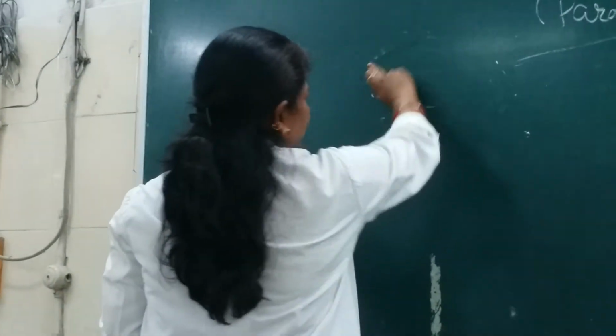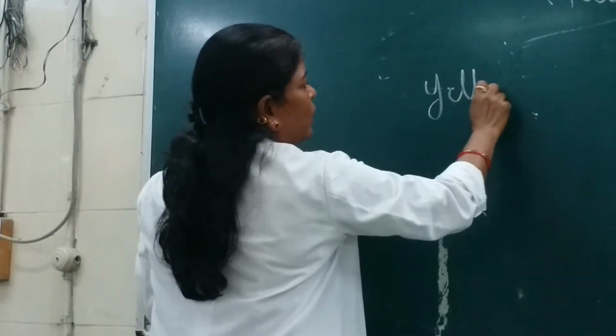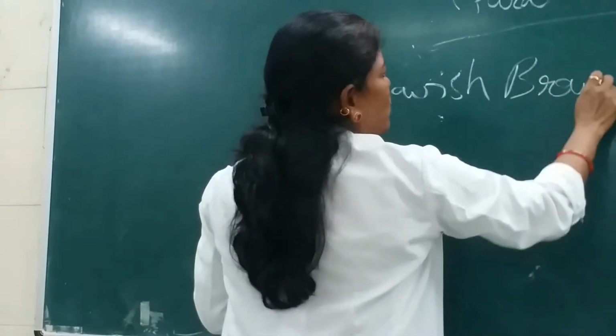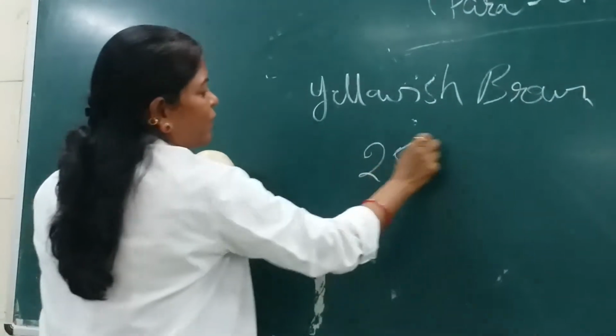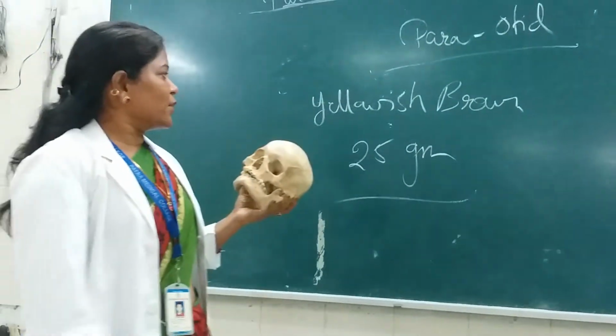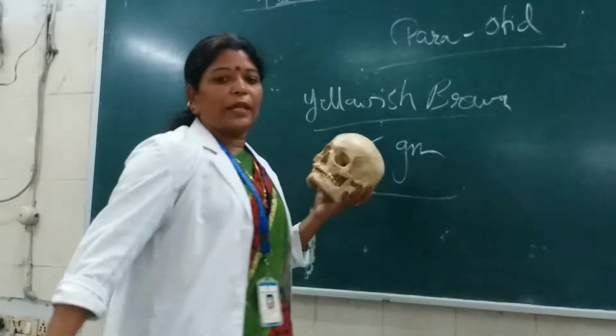What is the color? It is a lobulated, soft structure, yellowish brown in color, as you all know. And what is the weight? The weight of the gland is 25 grams, and the color is yellowish brown, a lobulated mass.